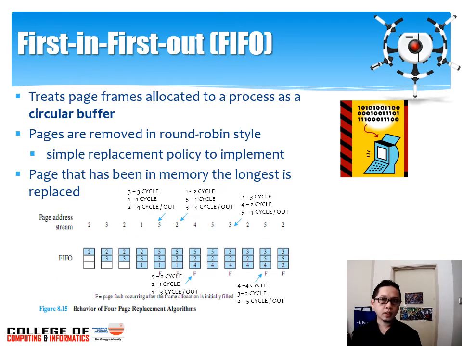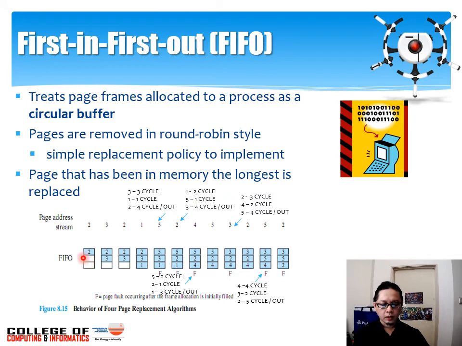So for the third one, it is the first in, first out algorithm. Simply put, this algorithm checks which process has actually been the longest inside the frame. For example, we see here, still the same order of processes coming in: 2, 3, 2, 1, 5, 2, 4, 5, 3, 2, 5, 2. These are the processes that will be coming in and out.